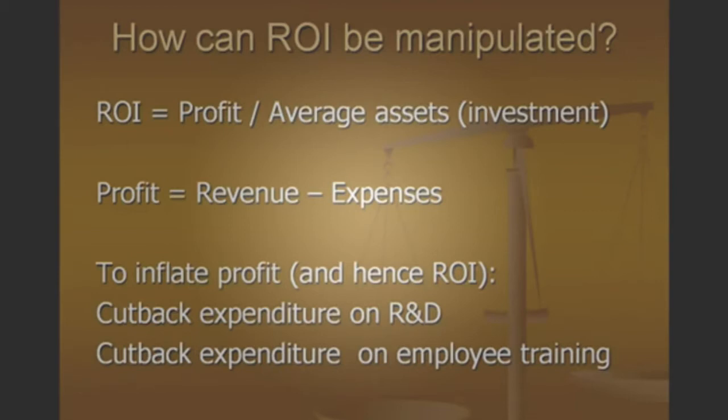The most popular ways are managers cut back on research and development expenses. They could cut back on expenditure on employee training. If they do that, in the short term, profit will increase, so ROI will increase. This looks good for the manager of the division, but in the long term, you would agree it's bad for the company. This is called suboptimal behavior. A decision which in the short term is good for the manager, but in the long term is bad for the company, is called suboptimal behavior.